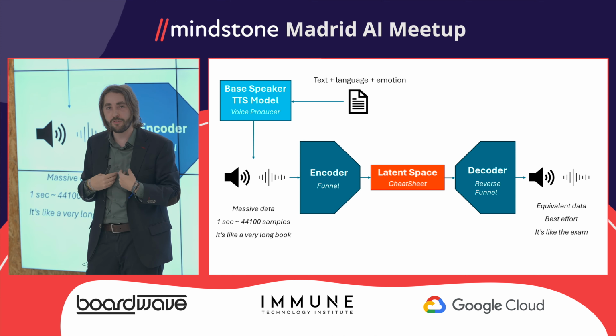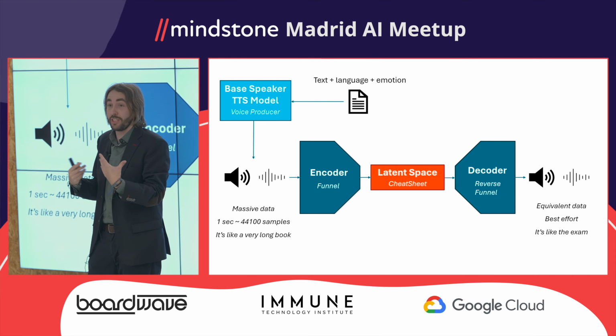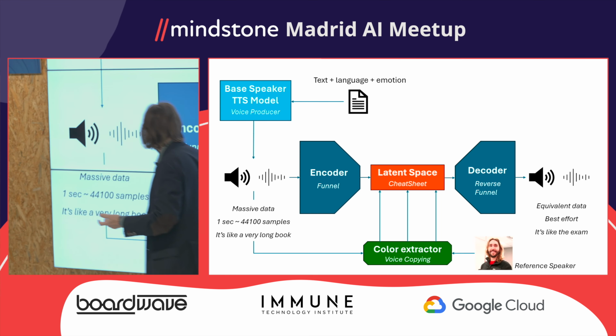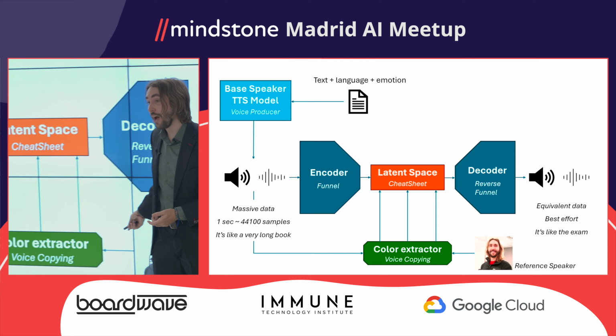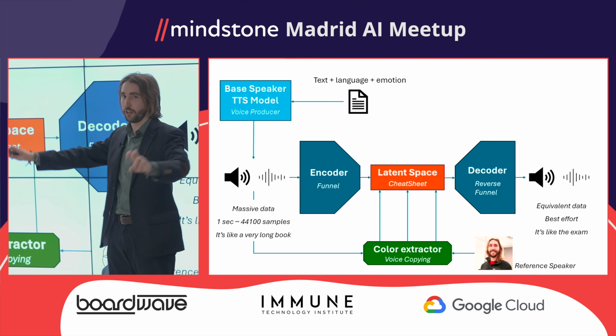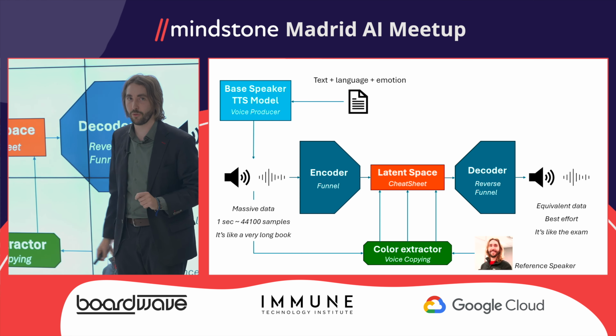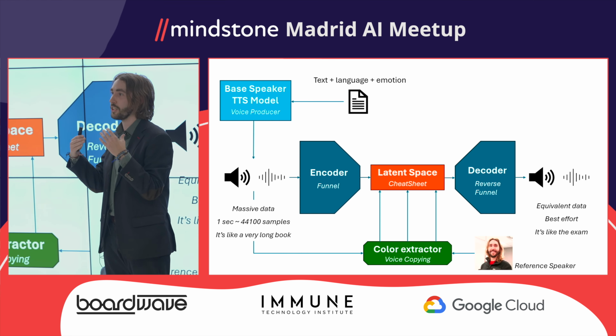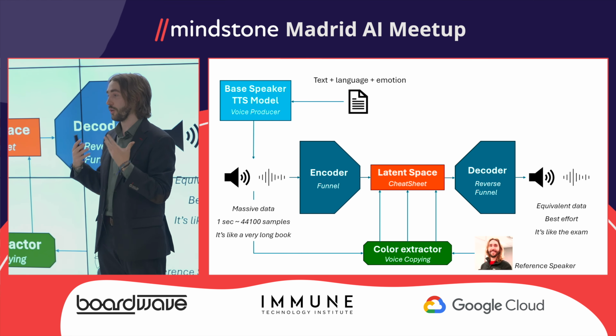But I would like to have some of the characteristics of, for example, a random speaker like me. So I would need something extra, which is another box, which is a color extractor. We call it like that when we want to mean the characteristics of my vocal tract.